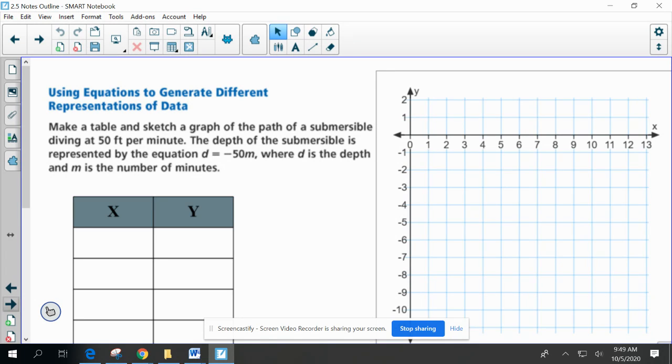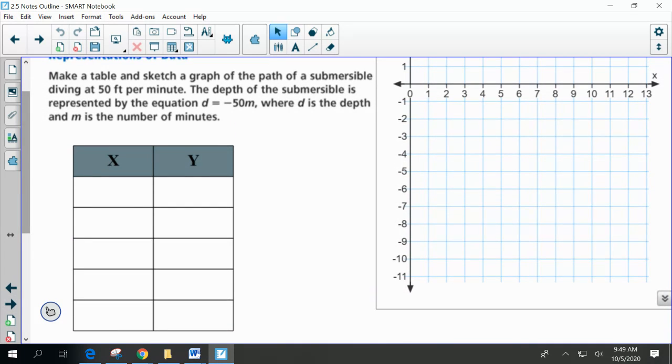Make a table and sketch a graph of the path of a submersible, which would be like a submarine, diving at 50 feet per minute. The depth of the submersible is represented by the equation D equals negative 50m, where D is the depth and M is the number of minutes.